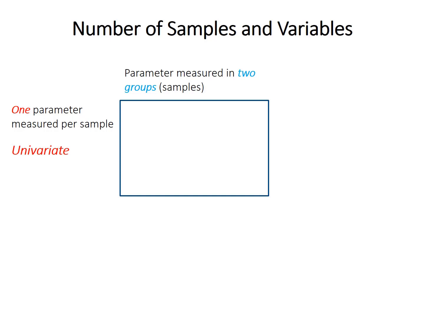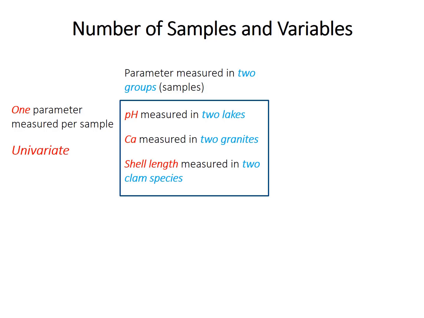So once you've determined the type of data, and especially if you're dealing with continuous data, you often need to know the number of samples and the number of variables in order to choose the appropriate test. Most commonly you'll have a single variable, one parameter, one thing that you've measured that you're comparing between your samples. And this is called univariate. There are tests designed specifically to compare two samples. For example, comparing pH, which is one variable, between two lakes, two samples, two groups. Or calcium concentration, also one variable, between two samples of granite. Or shell length, a single variable, between two different species of clams.